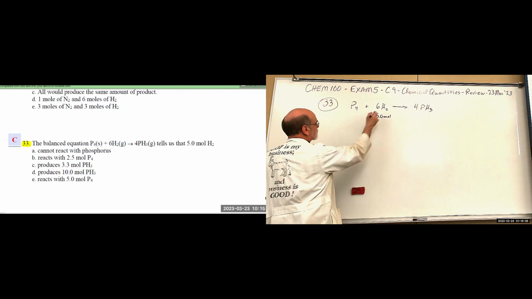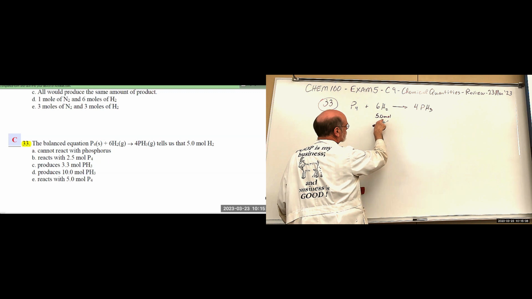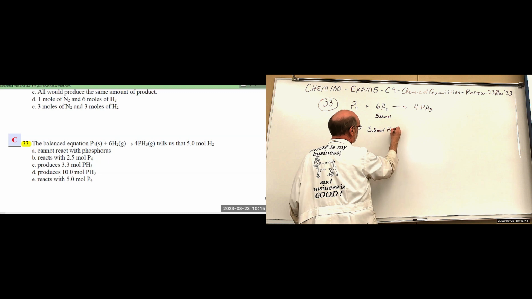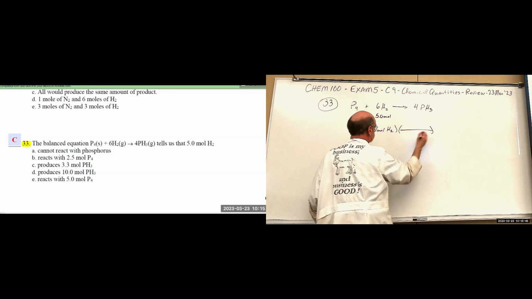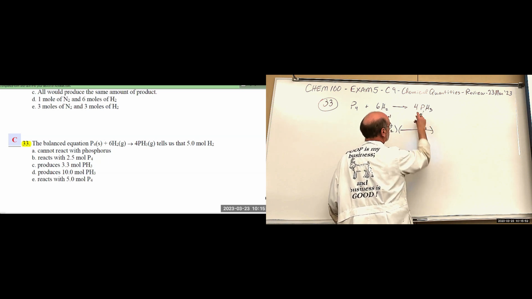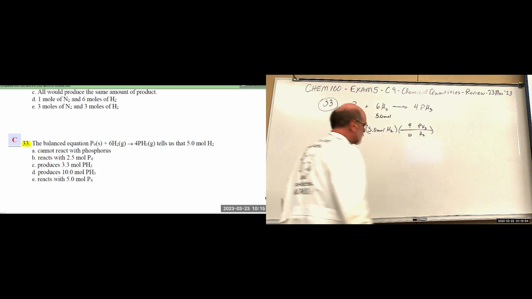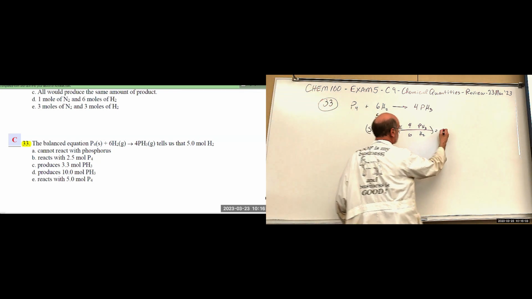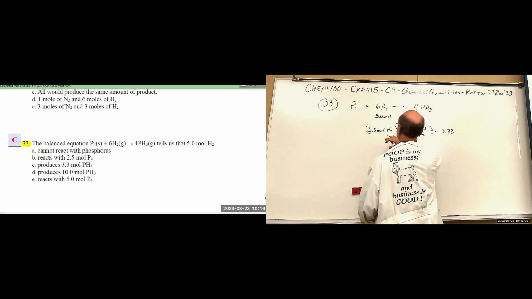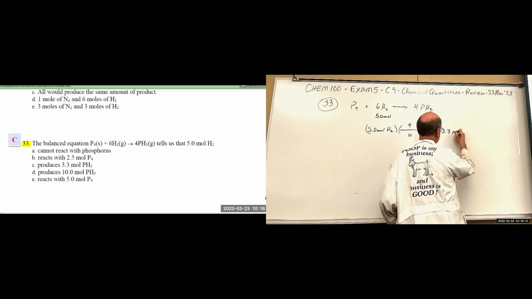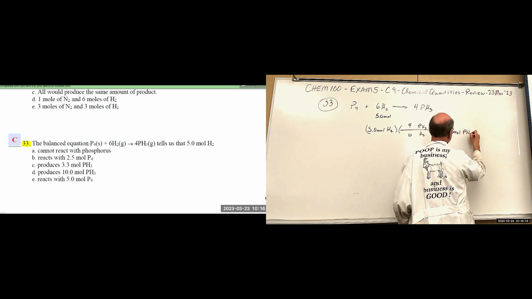So if we say 5 moles of this produces how much product? Okay, so we've got H2 and PH3. We got 4 here, 6 there. So 2/3 of 5 is 3.333. Well, round it off, 3.3 moles of PH3.